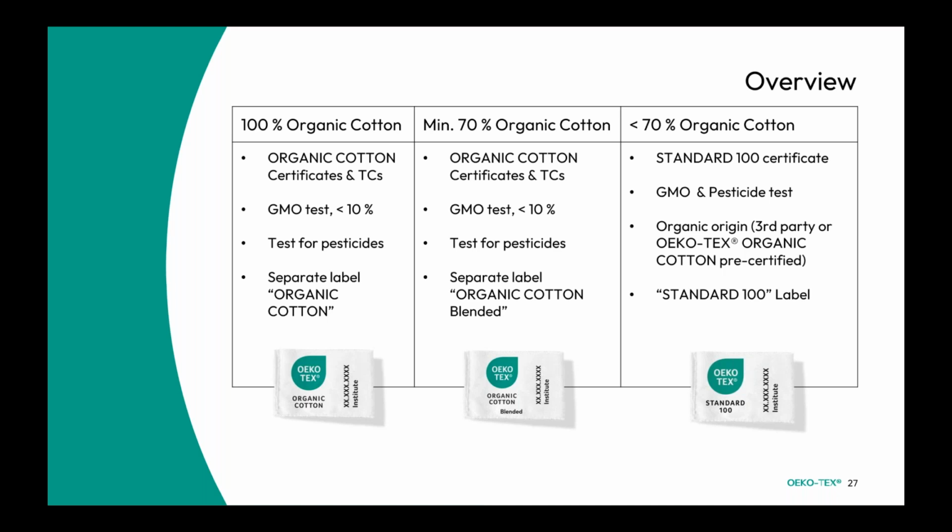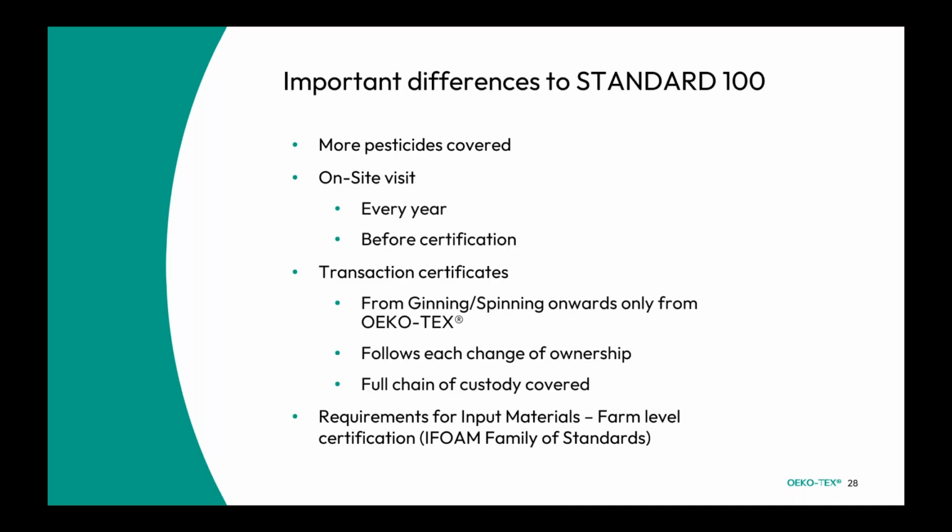If it is less than 70% organic cotton, it will just receive the usual standard 100 certificate, which also involves a GMO and pesticide test, and that is where one would receive the standard 100 label. And these are probably the most important differences to the standard 100.